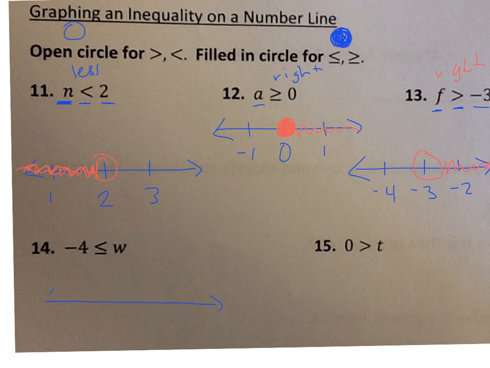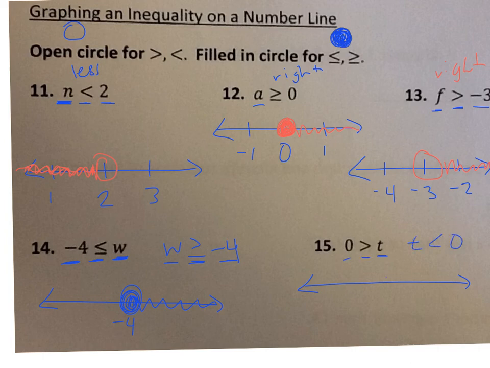Number 14. If we read this inequality backwards, we have W is greater than or equal to -4. If you don't like the way that it's written, you can flip it around by flipping the sign. So this also says W is greater than or equal to -4. So -4, filled in circle, greater than to the right. This one reads T, all numbers less than 0. You can flip it around. So we have 0, open circle, and it says less than, and less than goes to the left.